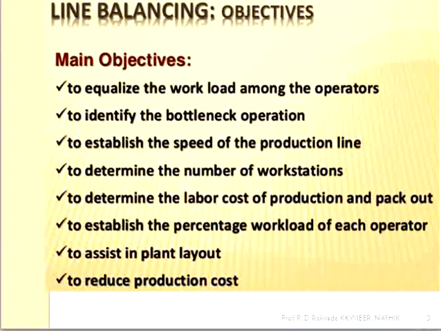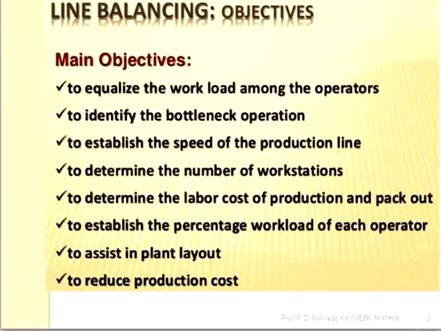Then to determine the number of workstations. The main objective of line balancing is to identify the number of workstations. If we minimize workstations, ultimately we can minimize resources, that is man, machine, and maybe use of electricity. Ultimately production cost can be minimized, and the customer gets the product at a cheaper rate.